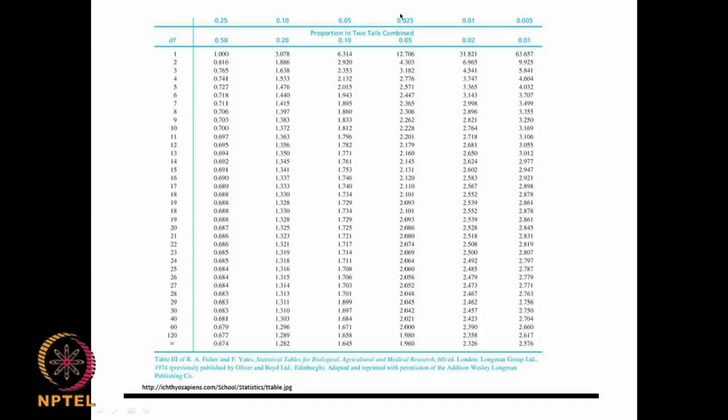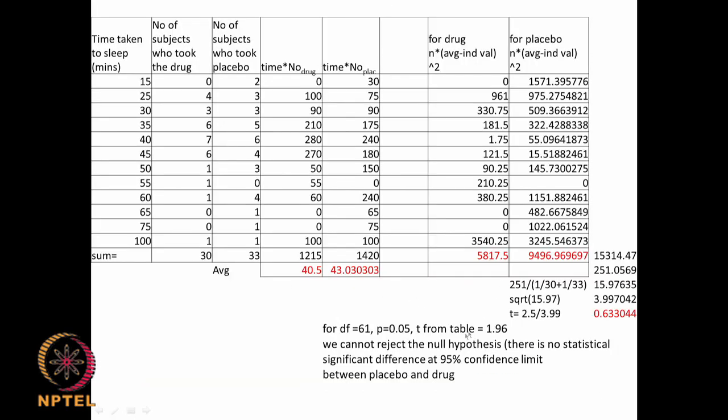Now, I go to this, it is a one tail test, 0.05. So, I go down to 61, so it is 1.645. So obviously this T calculated is much less than the T table. So, we cannot reject the null hypothesis, that means there is no statistically significant difference at 95% confidence limit between the placebo and the drug.